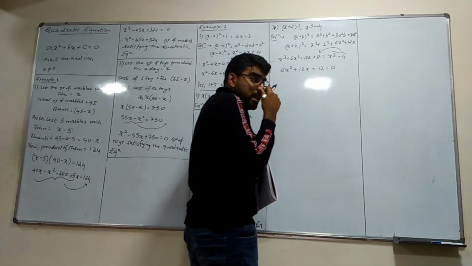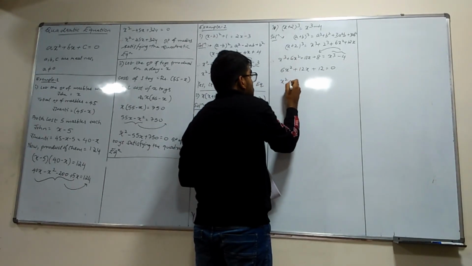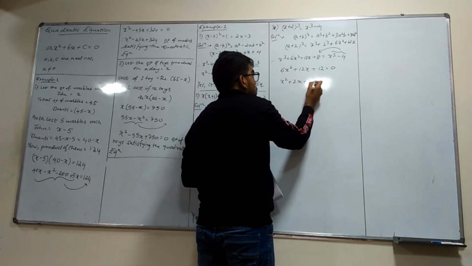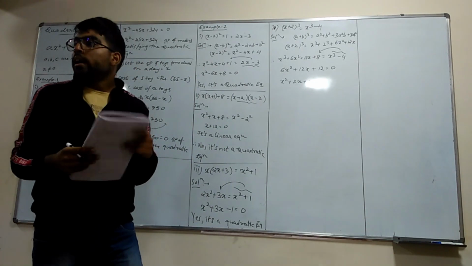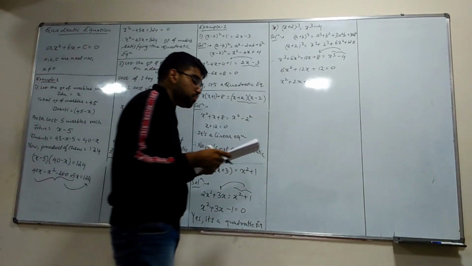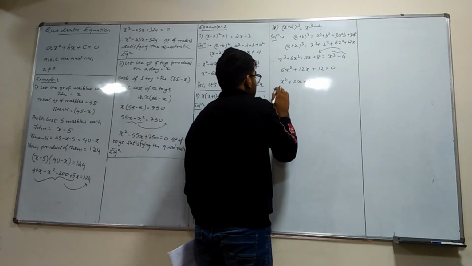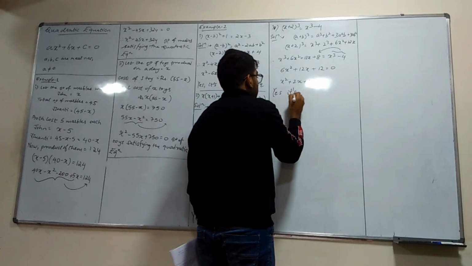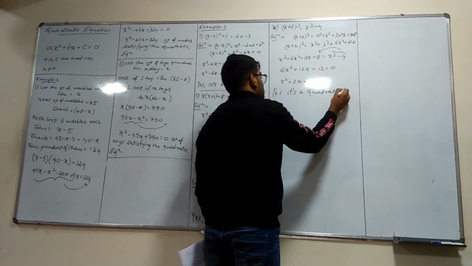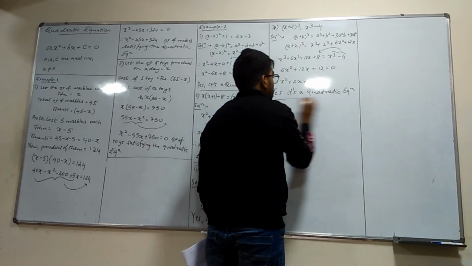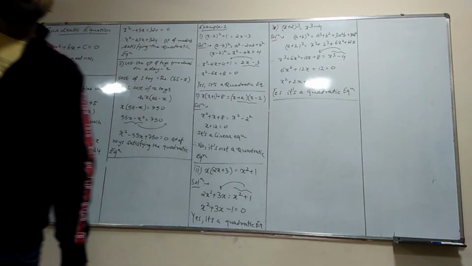You can divide the entire equation by 6. Yes. So x square plus 2x plus 2 equals 0. Right? So, yes, it is a quadratic equation. Clear? Understood? Take a look.